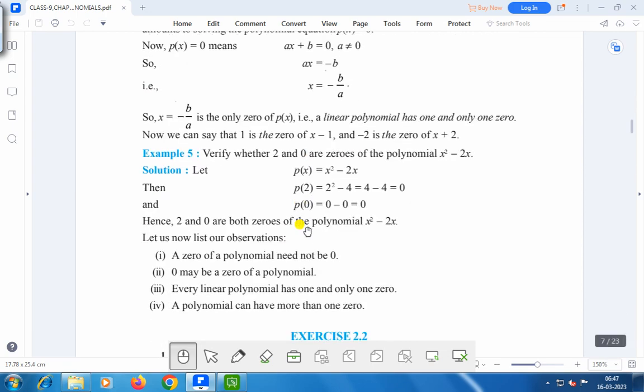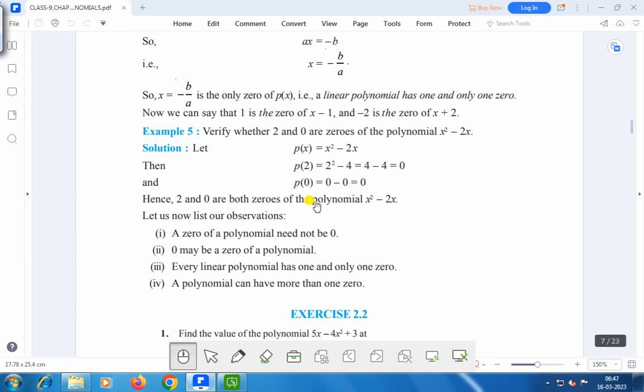Verify whether 2 and 0 are the zeros of the polynomial x squared minus 2x. p(x) is equal to x squared minus 2x. p(2) is equal to 2 squared minus 2 into 2, that is 0. And p(0) is equal to 0 also. Hence, 2 and 0 are both zeros of the polynomial x squared minus 2x.